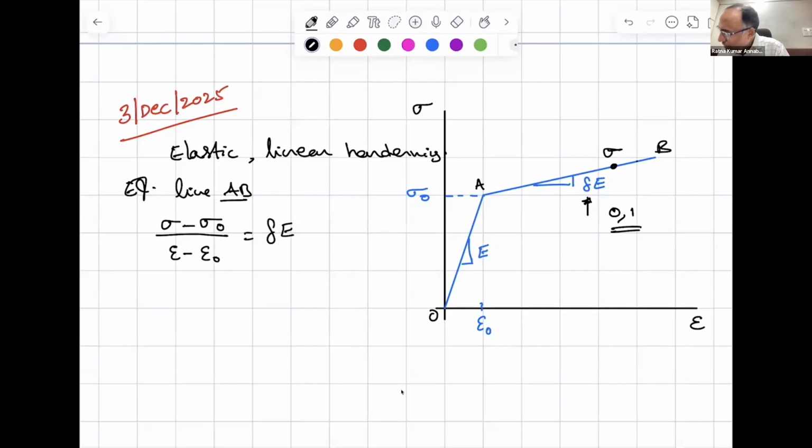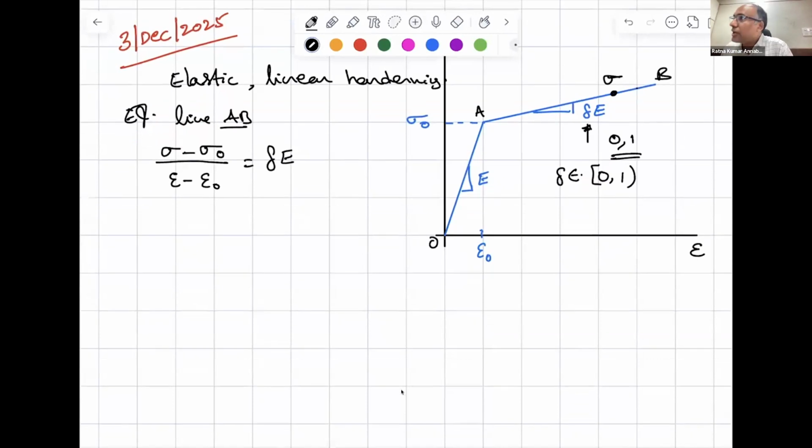So it will be less than 1 because the slope, if delta is equal to 1, it will be same as E. If it is less than 1, you can see that the slope of this line is smaller than E. That is why it is delta times E. Now you can also write epsilon naught is equal to sigma naught by E.